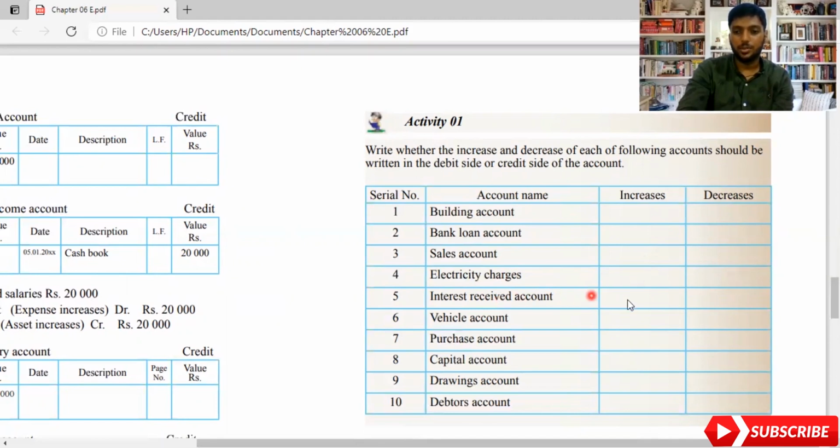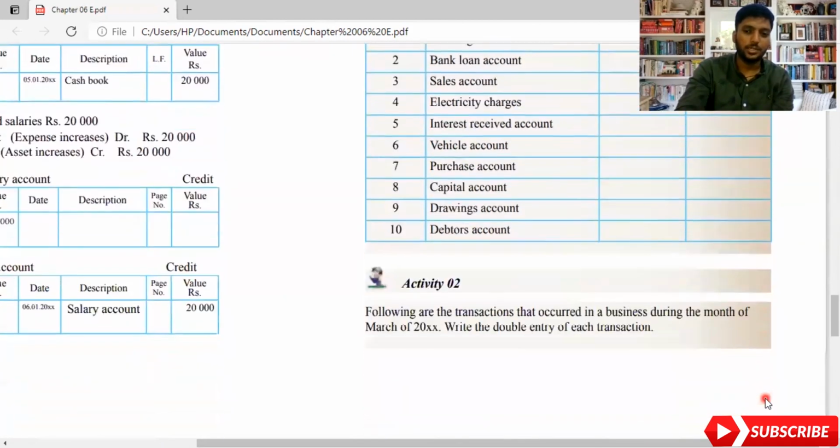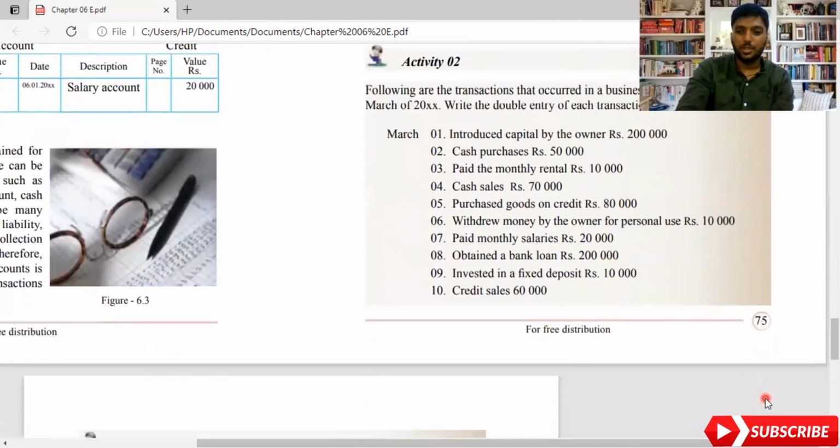Interest received account is an income account, increases credit, decreases debit. Vehicle account is an asset account, increases debit, decreases credit. Purchase account is an expense account, so increases debit, decreases credit. Capital account belongs to capital, increases credit, decreases debit. Drawings account is an expense account, increases debit, decreases credit. Debtors account is an asset account. Debtors means the people who have purchased goods on credit from us. So debtors account increases means it's a debit, decreases means credit. So it's very straightforward, guys. If you know how to do that, it's an easy exercise.